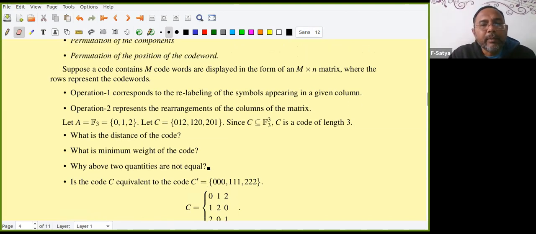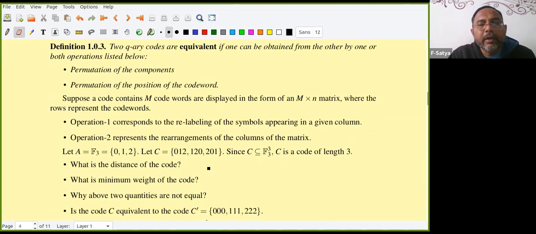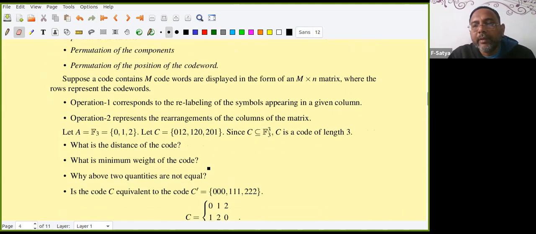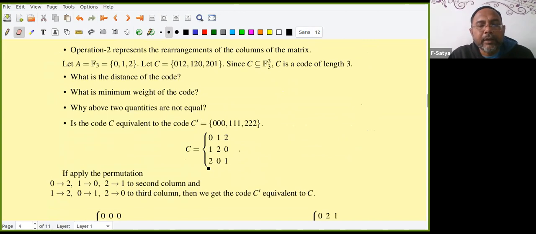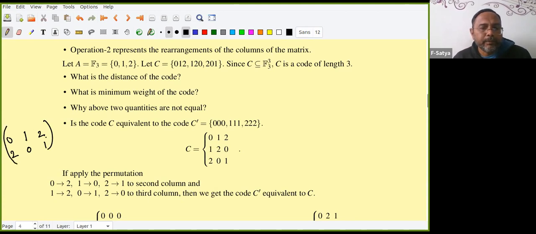Now, what is the first operation I'm telling? Permutation of the components corresponds to relabeling of symbols appearing in a given column. So look at that. I am mapping 0 to 2, 1 to 0, and 2 to 1. I'm taking a permutation. So the permutation is denoted 0, 1, 2: 0 mapped to 2, 1 mapped to 0, and 2 mapped to 1. This is the map I took. This is a permutation applied only to column 2.